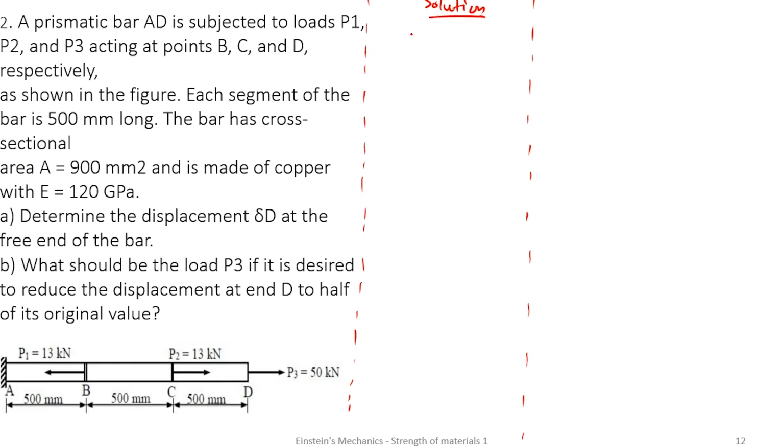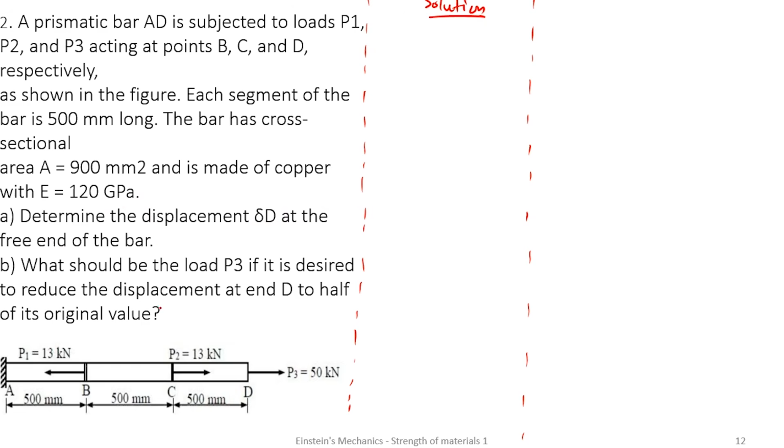Alright, so let's look at this problem. A prismatic bar AD is subjected to loads P1, P2, P3, and they are acting at the points B, C, and D respectively. We have the figure there. Each segment of the bar is 500 millimeter long, and the cross-section area is given as 900 millimeter square, and it's made of copper with E of 120 gigapascal. Determine the displacement at the free end of the bar.